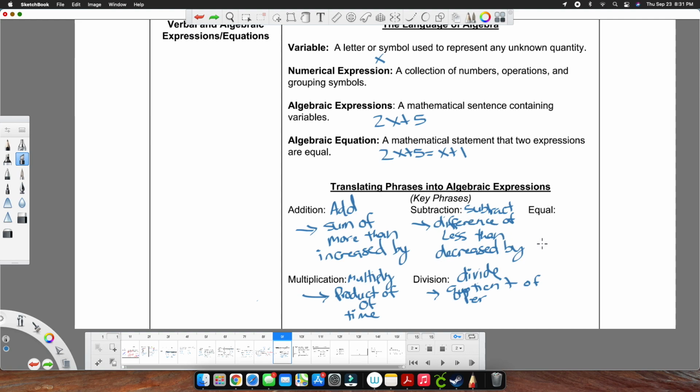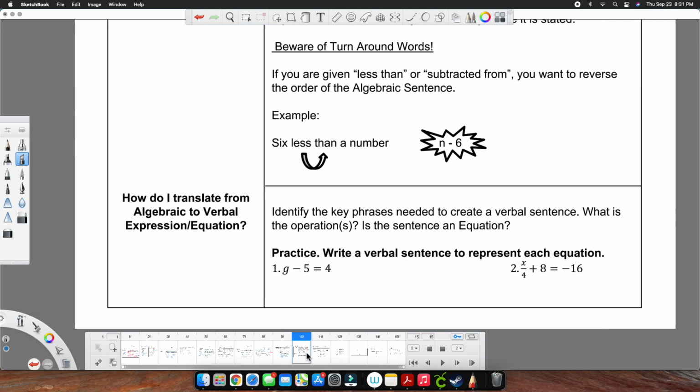Equals, so this one's pretty easy. If I see the word is, which is usually what we're going to see, that means equal. Also, equal, is the same as, is kind of overkill for is. So there's a few different ones. I've even seen total of sometimes can tell you that, but usually we're going to see the word is or equal. So as soon as you see that two-letter word, equal sign. All right, let's go ahead and switch to the next page here.